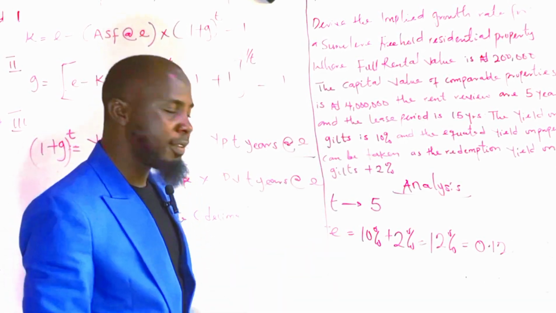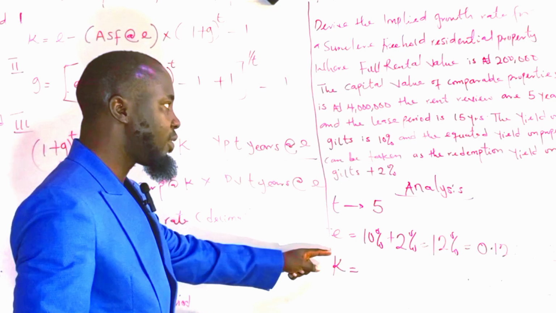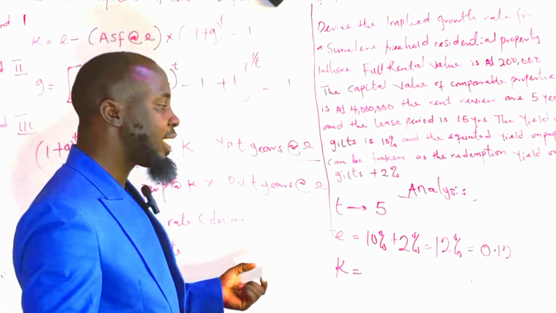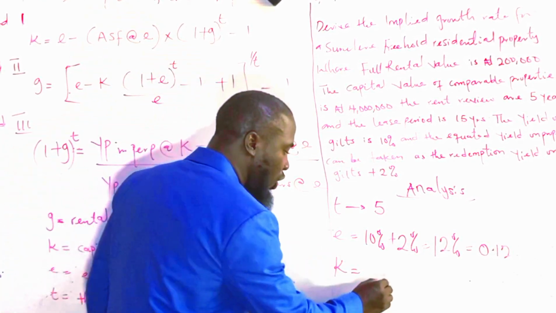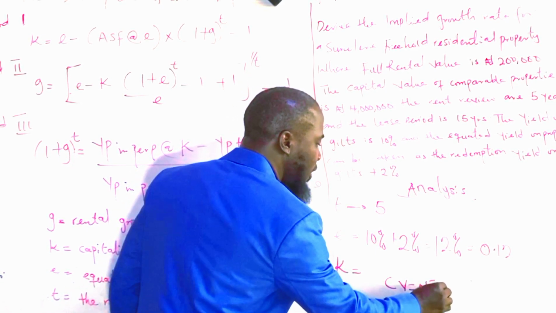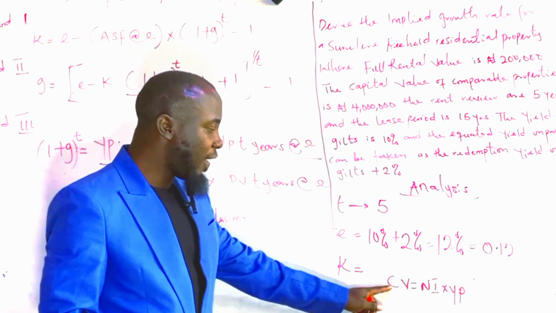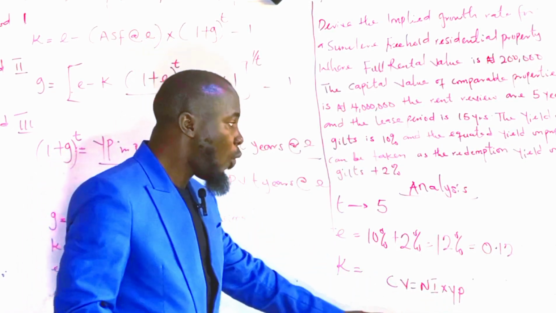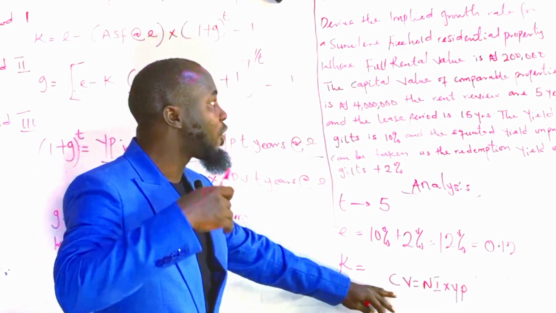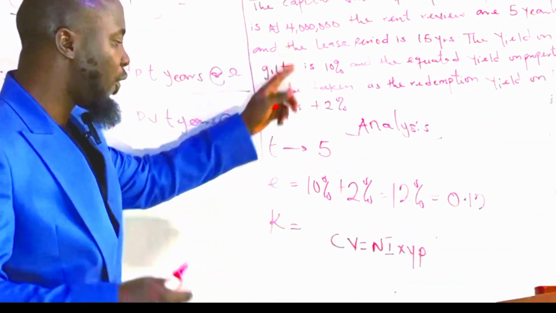Now, it remains our K, our capitalization rate. The capitalization rate, I said it earlier that to have this, you need to understand that capital value equals net income times YP. Capital value equals net income times YP. What is your capital value? The capital value of comparable properties is what? 4 million.